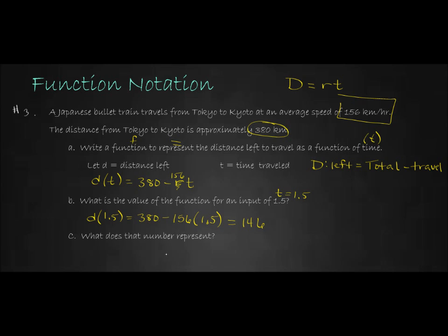Now, the big question for letter C is what does 146 mean? In order to do that, you'd need to look back and say, my distance that I had left was supposed to be my answer. So this 146 means that I have 146 kilometers to still travel. So I think a nice, easy way to write that is there are 146 kilometers left.